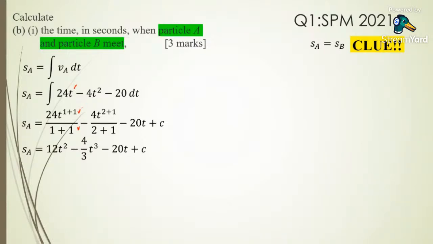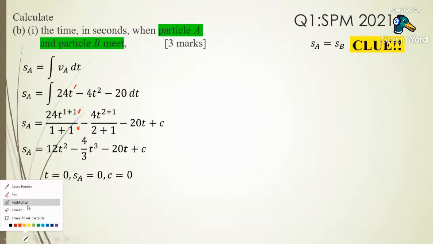Because c stands for constant. Okay, kita nak tahu. So to find that constant, kita tahu t0. Okay, bila kita kata t0, sekejap saya pilih warna lain. Okay, if it's T0, starting point. T0 means the starting point.